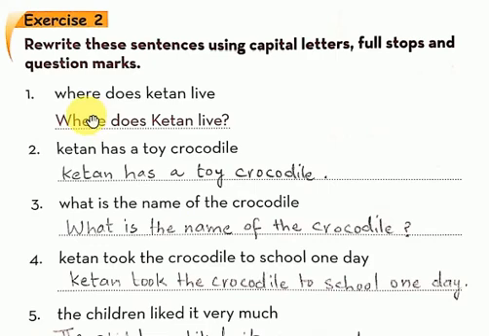See, where does Keaton live? Now the same error, W is small, this is an error. Okay, Keaton, K is small, it's the name of the boy, so K should be capital, and there is nothing at the end of the sentence. When you are going to end the sentence, there should be something. If it's not a question, then you have to put a full stop, and if it's a question, you have to put a question mark. So 3 errors are there in this sentence.